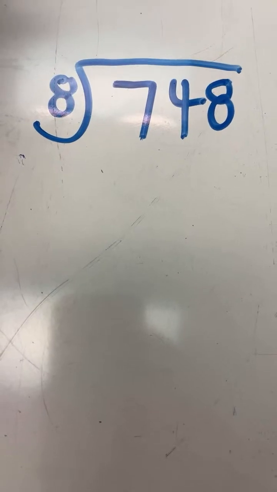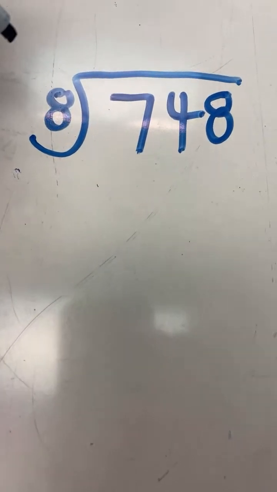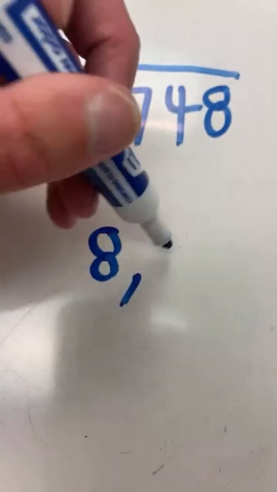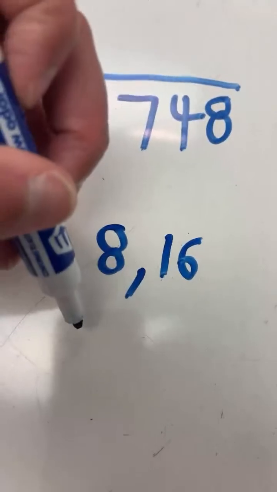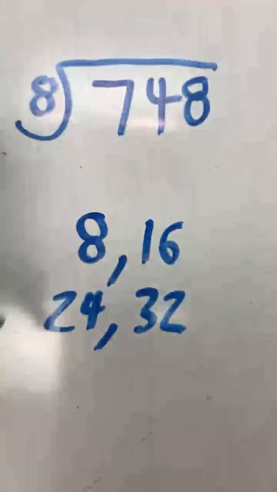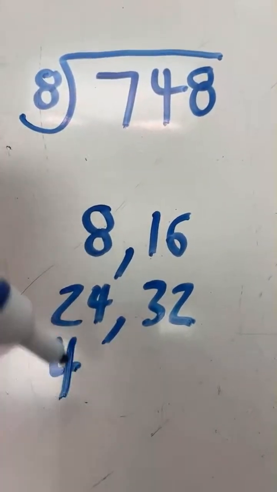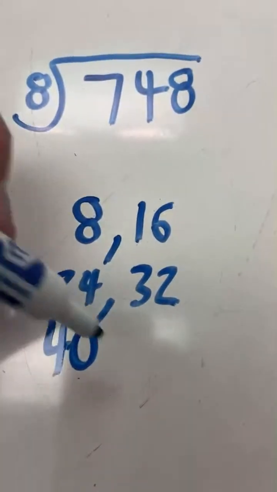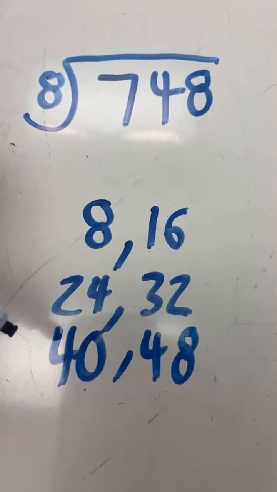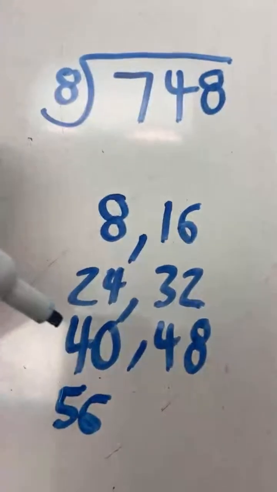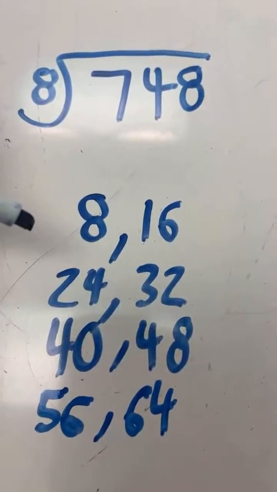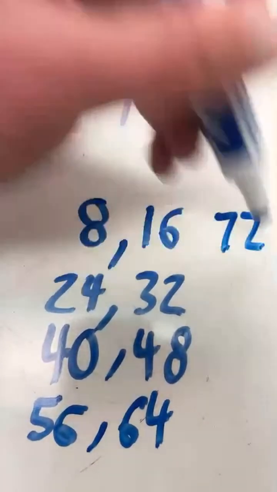We've got to figure out how many groups of 8 go into 74. So counting by 8's, 8, 1 group. 16, that's 2 groups of 8. 24, 3 groups of 8. 32, 4 groups of 8. 40, 5 groups of 8. 48, 6 groups of 8. 56, 7 groups of 8. 64, 8 groups of 8. 72, 9 groups of 8.